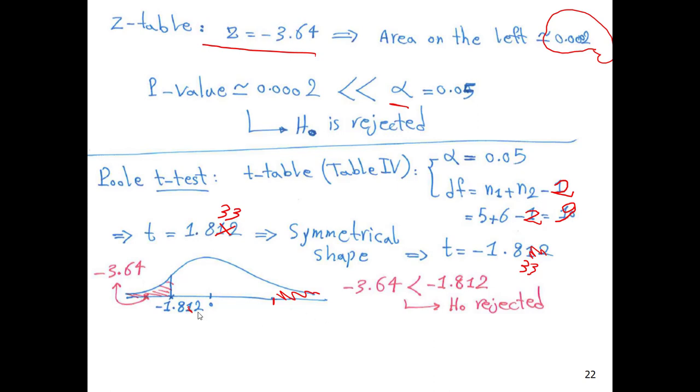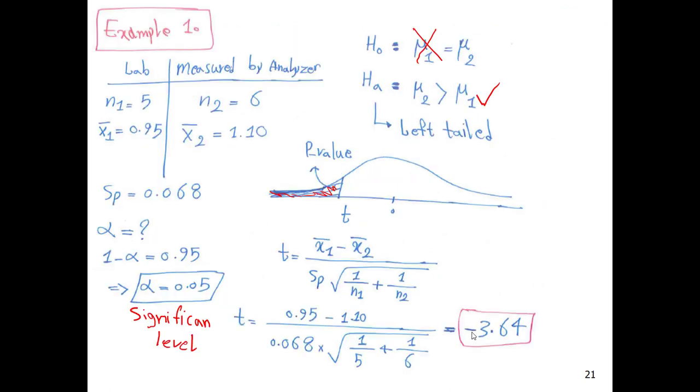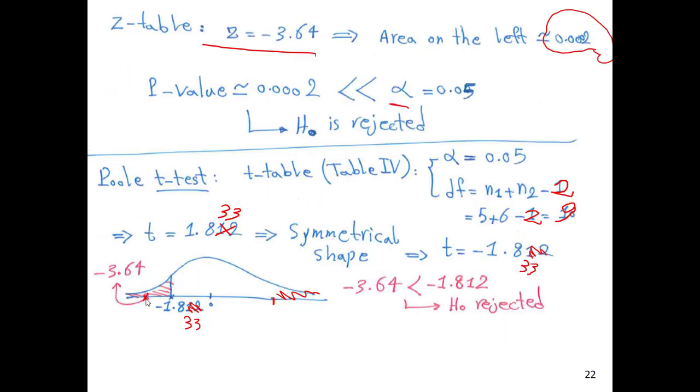So your t here is minus 1.833. So now this is the t from the table, and you also have to compare it with the t that you calculated by the equation. The t that we calculated by the equation is minus 3.64, and it is located here. So your t that you have calculated is in this area, in the shaded area. So for the left tail test, when your t is in the shaded area, you have to reject the null hypothesis. How do we know it?